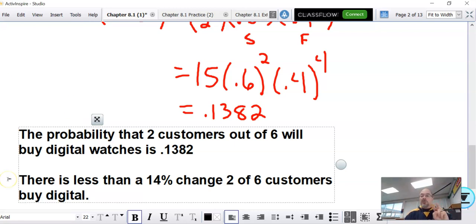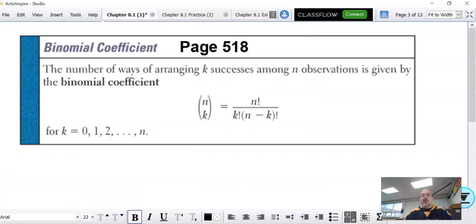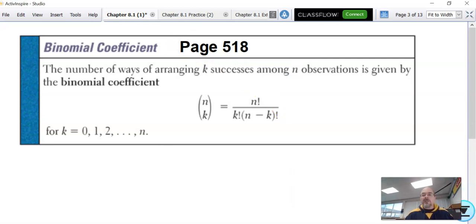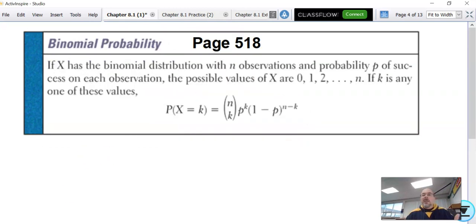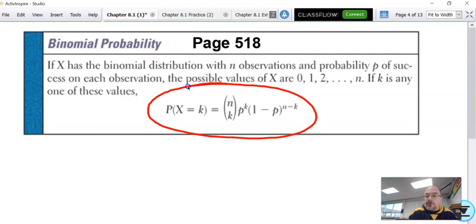All right, 2 digital out of 6 customers. Okay, this is what I showed you with the combinations. You will find this on page 518. Okay, that's the combinations, folks, for binomial. Here's the formula that I already showed you on the formula chart. It's also on page 518.